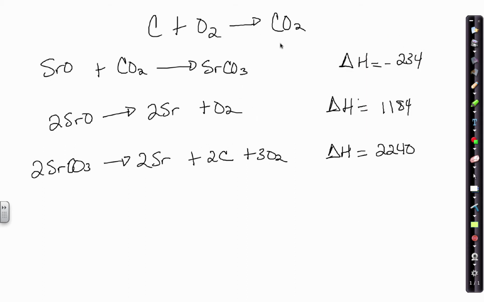So again, I like to focus on what is actually in the equation first. So for the first one, if I'm looking at CO2, here's CO2, and it's not in any of the other equations, so it's on the wrong side. So I'm going to have to flip this one to get CO2 as a product. So that's what I'm going to do. So products become reactants. So SrCO3 becomes a reactant, and then I have SrO plus CO2.